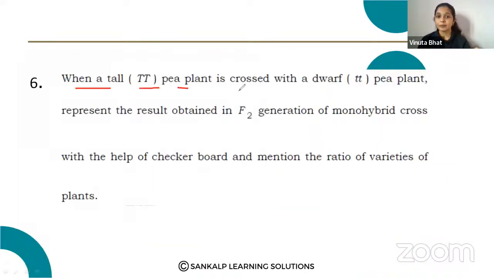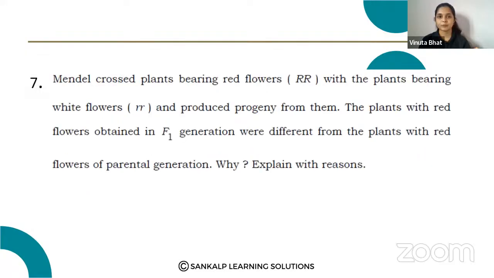When a tall pea plant is crossed with a dwarf, so already the capital T and small t is given, represent the result obtained in the F2 generation monohybrid cross with the help of the checkerboard. Mention the ratio of the varieties of the plant. So that is the same question we discussed last one. That is also the same question, but repeatedly it is asked in different old question papers.